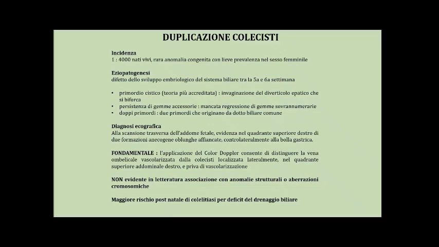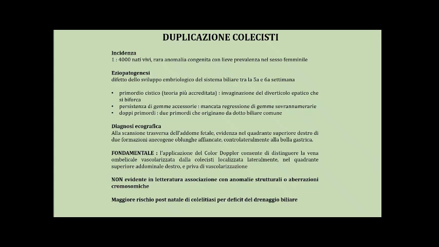Duplication of the gallbladder is a rare congenital anomaly with an incidence of 1 in 4,000 live births. It is more prevalent in females. It is characterized by a defect in the biological development of the biliary system between the 5th and 6th week of gestation. Several theories exist regarding its etiopathogenesis. The most widely accepted is the primary cystic bud theory, an invagination of the hepatic diverticulum that tends to bifurcate.